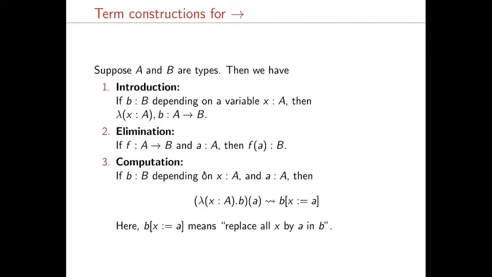Let's look at implication, or the arrow type. The logical introduction rule for A implies B says that in order to prove that A implies B, it is sufficient to construct a term b of type B, which might depend on a proof of the proposition A. And this is exactly what this introduction rule here says.